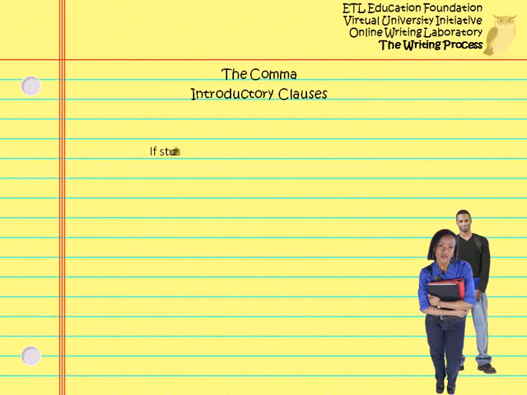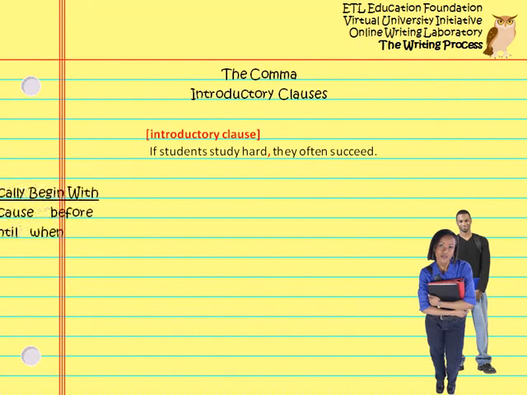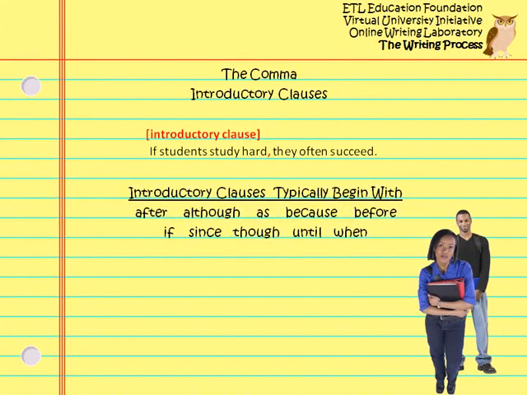You should use a comma to separate introductory clauses from the main part of a sentence. Introductory clauses are dependent clauses that provide background information or in some way set up the main part of the sentence. Introductory clauses usually start with words like after, although, as, because, before, if, since, though, until, and when.